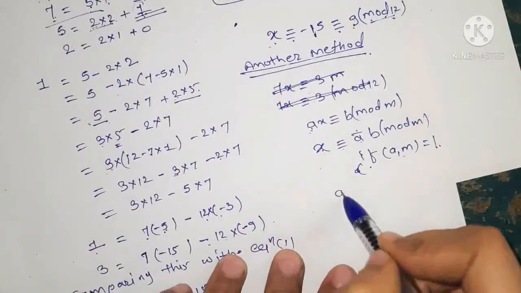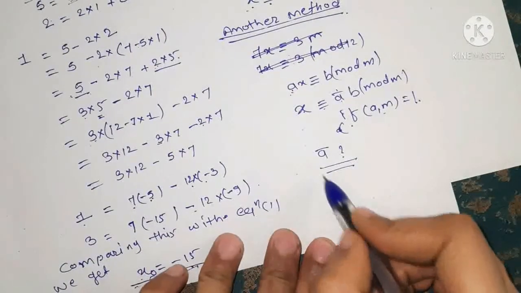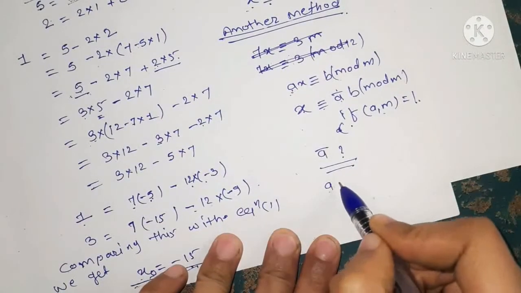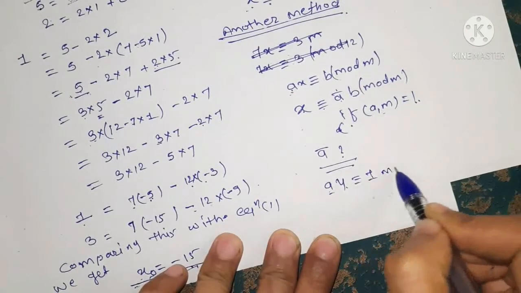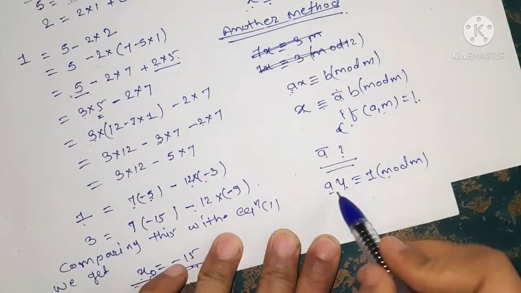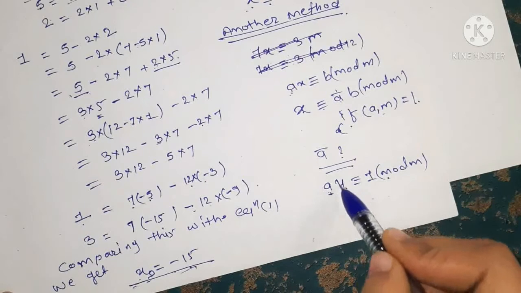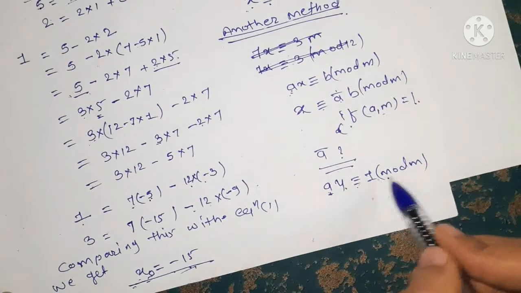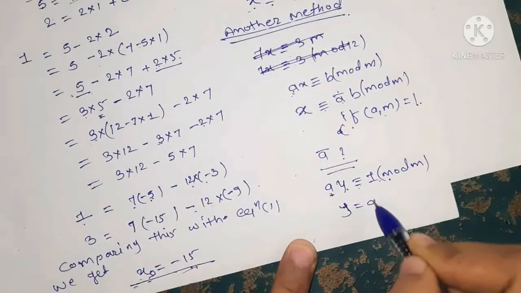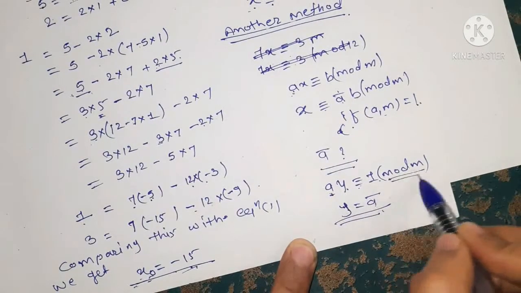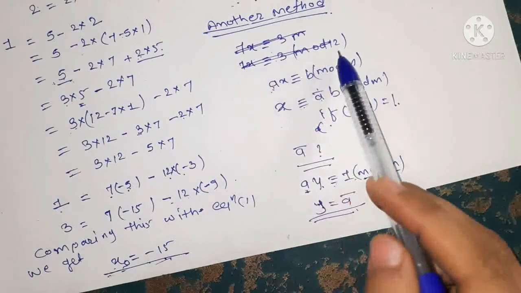And how is this inverse found? This inverse can be found by taking a into something. If we take a into y, which is congruent to 1 modulo m, that is, we require some number, when we multiply this number y by a, then it is congruent to 1 modulo m, then y is called the inverse of a under this modulo m. Okay, so let's see. So now we solve 7x congruent to 3 modulo 12.